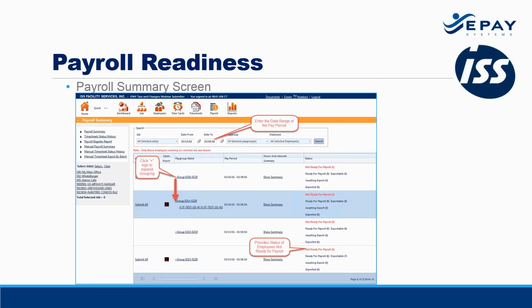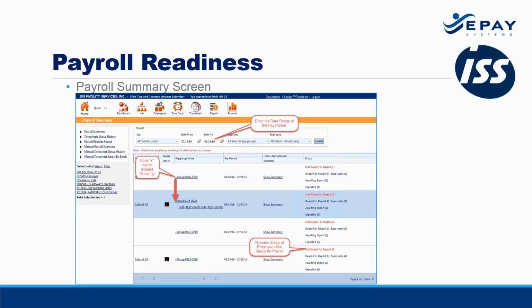Furthermore, the way this works is when you go to the payroll summary screen, you always go to the top of the screen and put in your date range for the pay period. When you type in your date range there, you hit search. The system will then return all the different pay groups that are available for you.